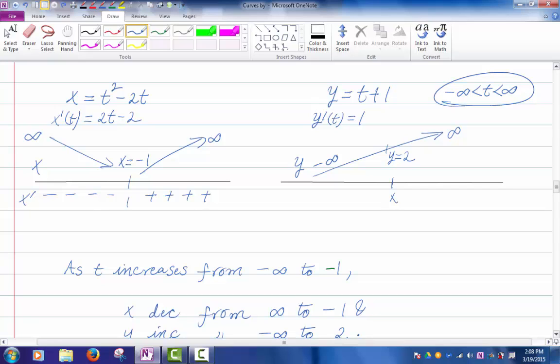Look at the derivative of x. Look at where the derivative is 0, or find the critical points, plug them in, and then figure out where the derivative is negative and positive. That's going to tell you where x is increasing and decreasing. We have done that in Calc 1.